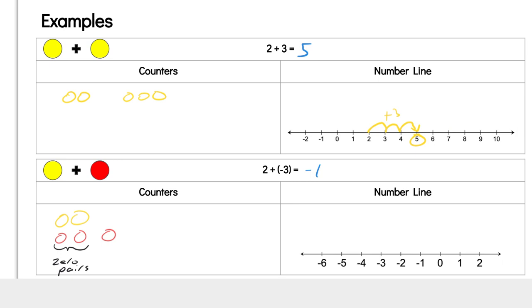On a number line, we would start at 2, and since we're adding negatives, we go to the left. So we start at 2, and we go left 3 spaces. 1, 2, 3. And this is our answer right there.